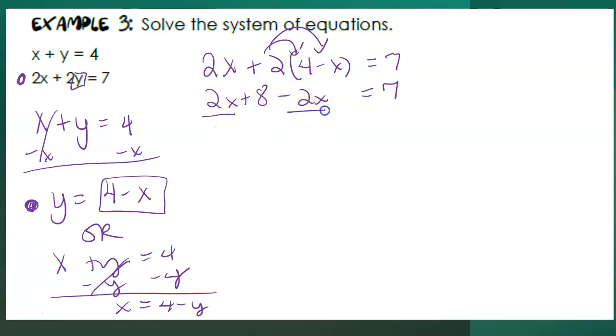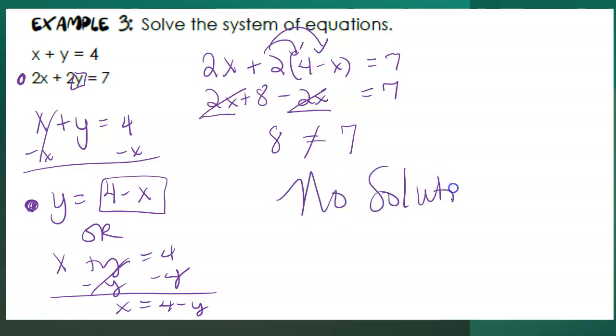Combine like terms. 2x minus 2x is 0. So all I have left is 8 equals 7. Is that true? Can 8 equal 7? No, it cannot. So for this one, we write no solution. Remember that on a graph, no solution would make parallel lines.